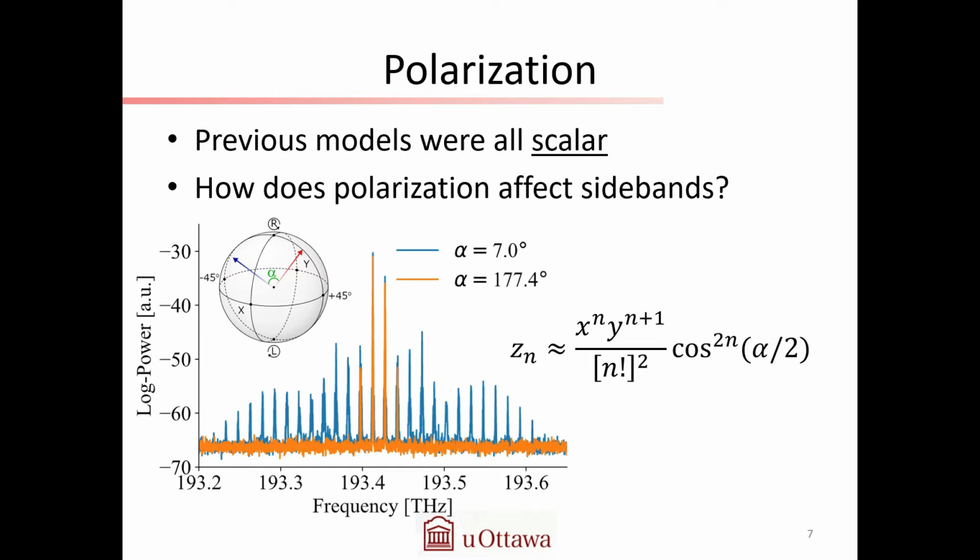Previous models for sideband generation were scalar in nature, but polarization clearly plays a role. For small input powers, the power of the nth order sideband depends on the 2nth power of cosine of alpha over 2, where alpha is the angle between the polarization vectors represented on the Poincare sphere. Experimental data shows that choosing a small alpha value leads to strong sideband generation, while choosing a large alpha value close to 180 degrees leads to weak sideband generation.